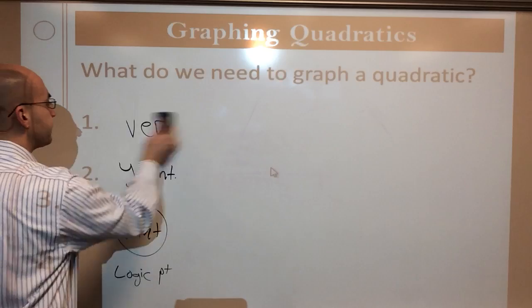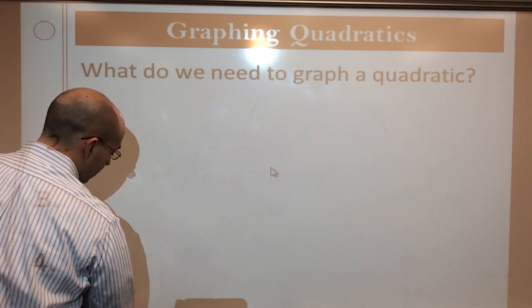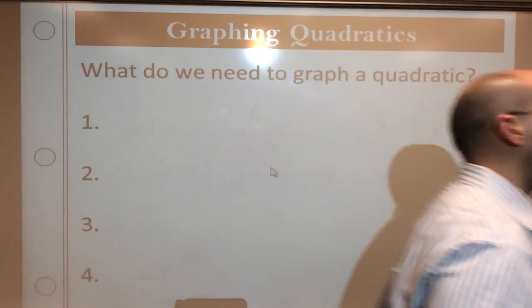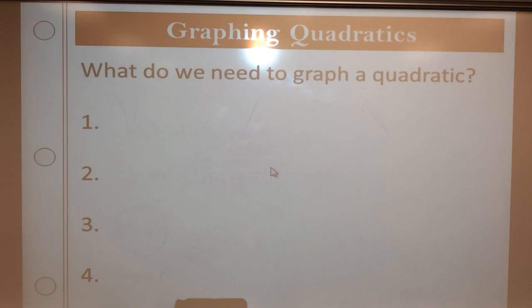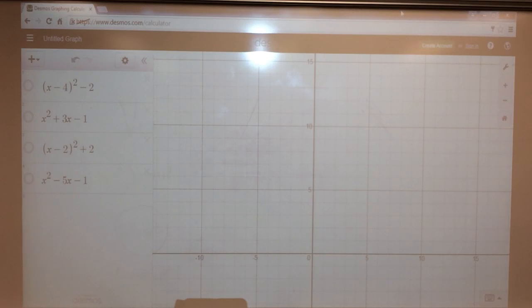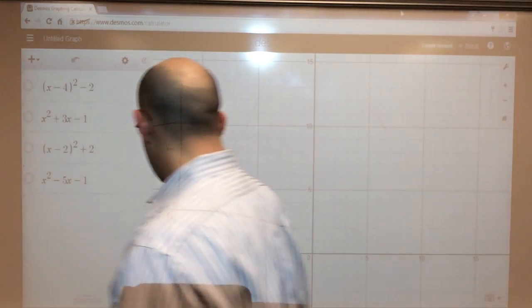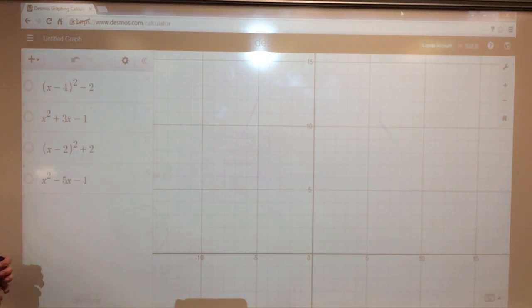But let's try a few. You need to be able to graph all kinds of things with regards to quadratics. So let's try some. All right, let's go. I'll do two, and then you can do the other two. Okay, let's do the first one here.